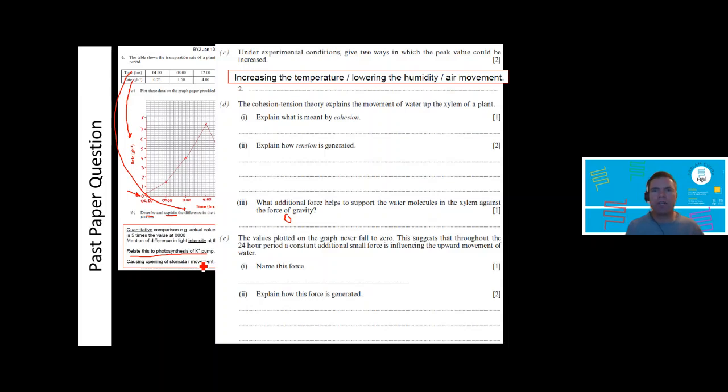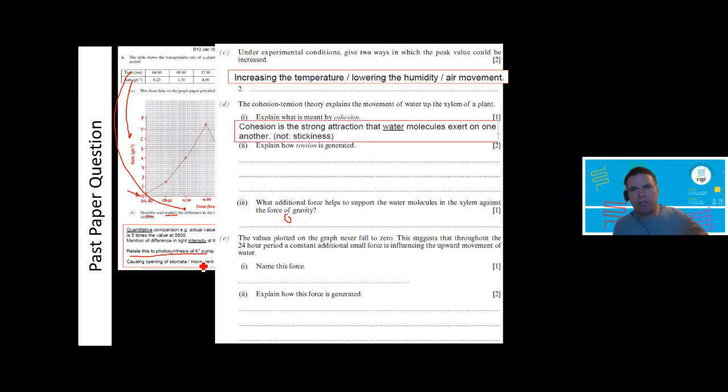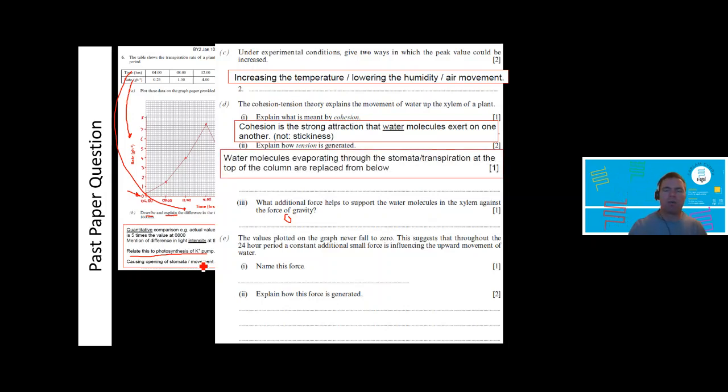The cohesion tension theory explains the movement of water up the xylem of the plant. What is meant by cohesion? That we talk about that attraction between water molecules. How is tension created? Well, the evaporation of water molecules through the stomata, or transpiration at the top, is replaced by water coming in from below, in from the xylem. That creates that tension, that draws that water up from beneath.